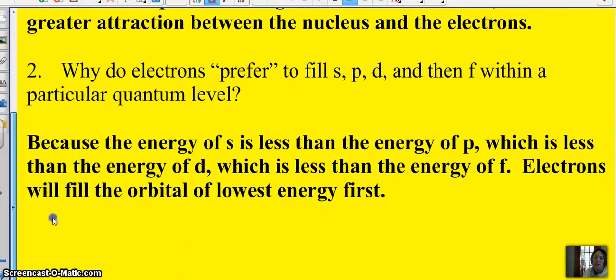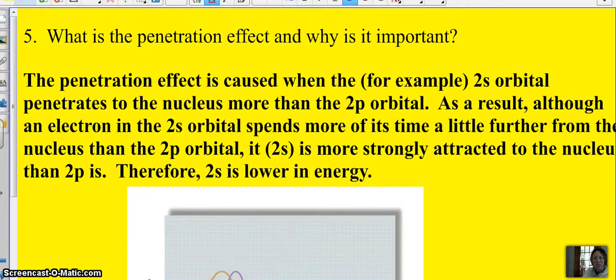There's a filling order, and we'll talk about that in just a moment, where we fill S, then P, then D, and F within a quantum level. And that's because we fill in order of lowest energy. But there are exceptions to that, and we'll talk about it. But S, P, D, and F within a sublevel all fill first. S, then P, then D, and F. Okay? So that's because S is lower in energy than P, which is lower in energy than D, which is lower in energy than F.